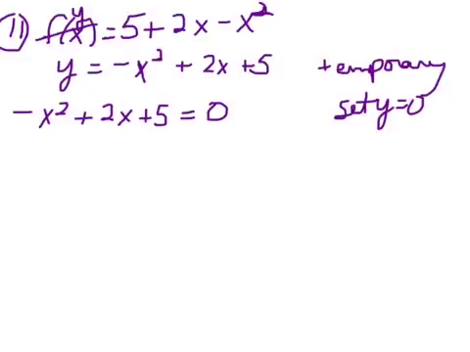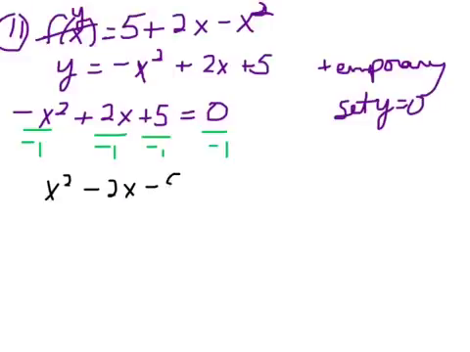And the way they told you, if you had anything in front of your x squared term, you had to divide it out. So what I'm going to do is divide everything by negative 1. That turns this into x squared minus 2x minus 5 equals 0. Now we got it set up where we can actually complete the square. So we had to do some things to it first.